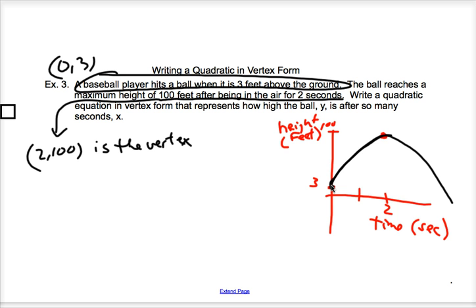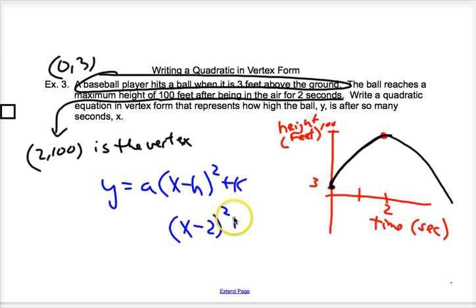All right, a little better. But you're affected by gravity, you're going to take a parabolic path. So what do I have going on here? I want to get this in y equals a times x minus h quantity squared plus k form. Well, I know that h, k is 2, 100, so I know this much so far: x minus 2 quantity squared plus 100. What I don't know is the a. So I need to find the a.